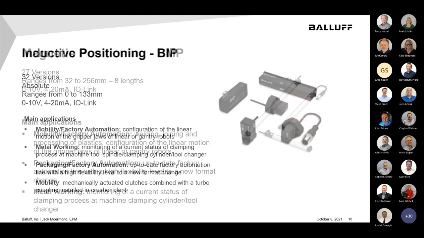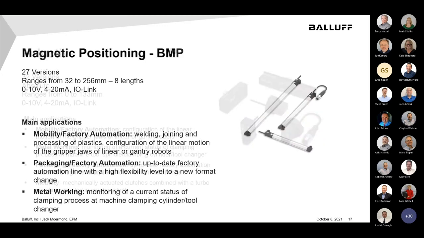Magnetic positioning with the BMP. There are 27 different versions, basically 8 lengths, and you can get voltage, current, or IO-Link. I've seen these being used a lot in valve positions. Basically, these are going to be used on any type of cylinder. I've seen some customers actually using external magnets with these. So again, you're going to use these for positioning or any type of linear motion.